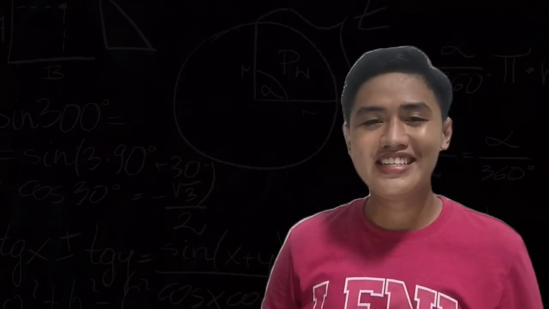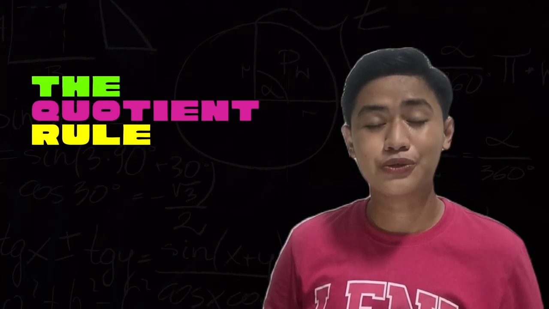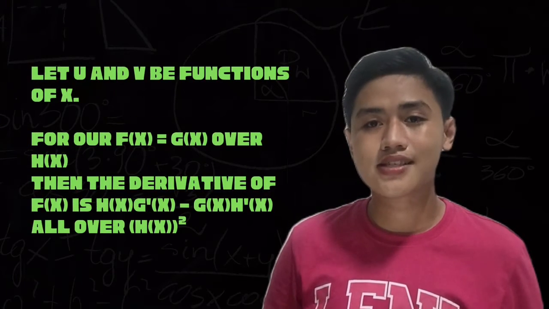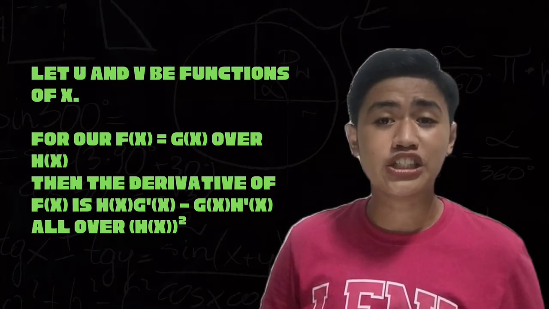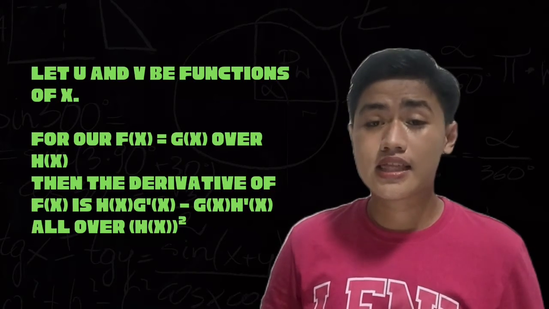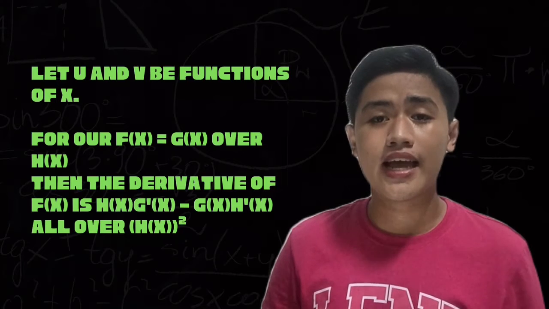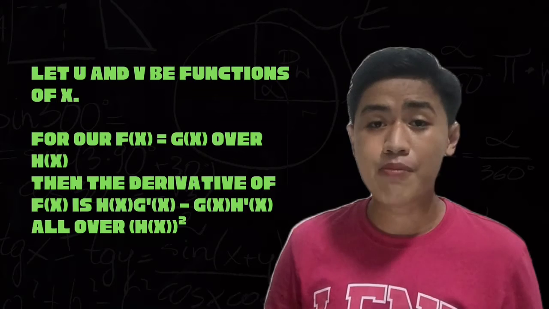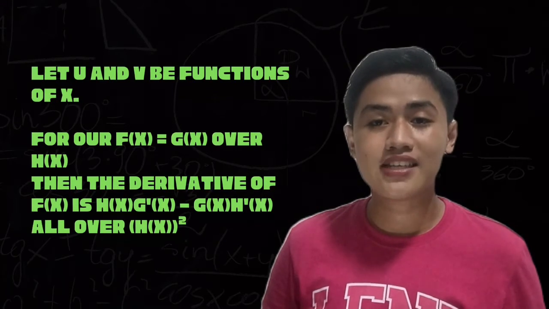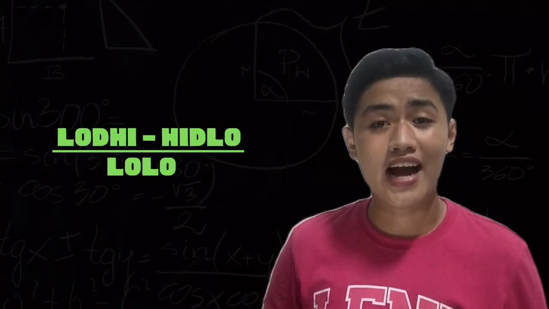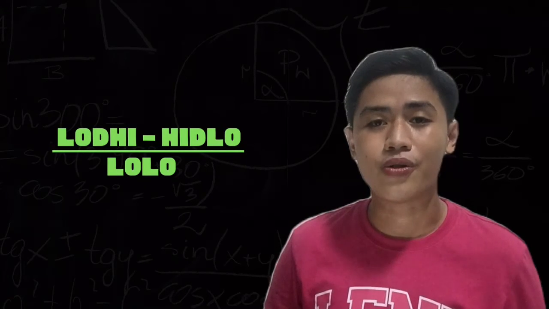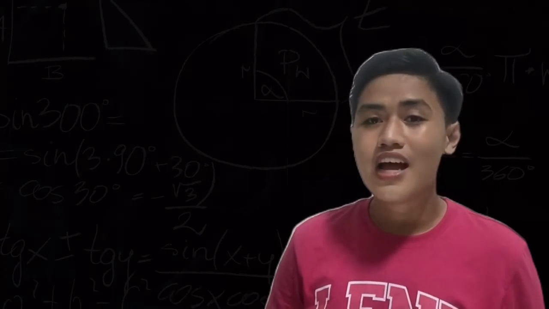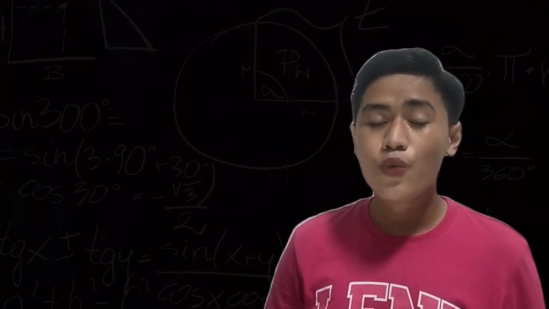And last but not the least, the quotient rule. Rule number 6. For this rule, let u and v be functions of x. For our f of x equals g of x over h of x, then the derivative of f of x is h of x times g prime of x minus g of x times h prime of x, all over h of x squared. Or low-d high minus high-d low all over low-low. Do you remember that we used addition in the product rule? Note that here in the quotient rule, we use subtraction.